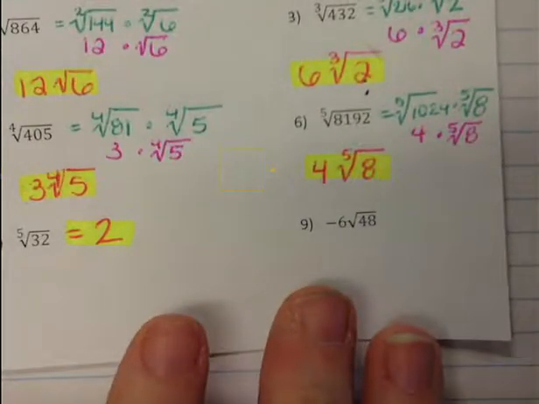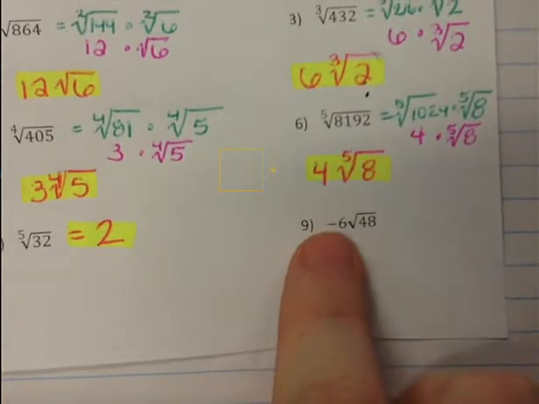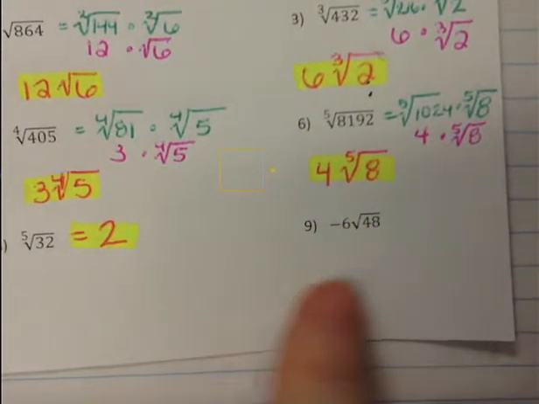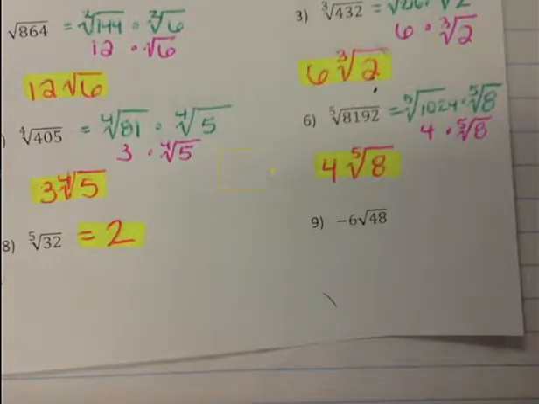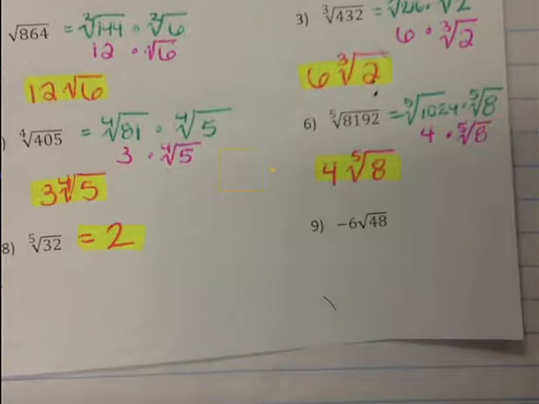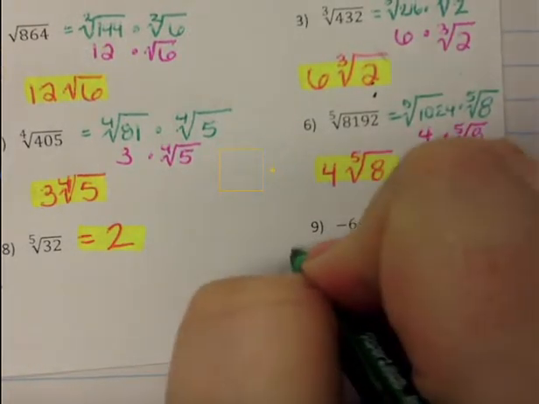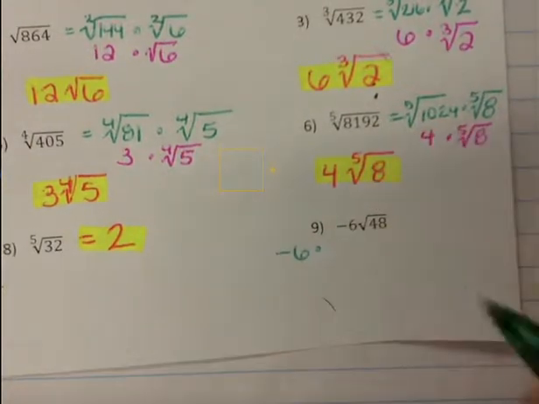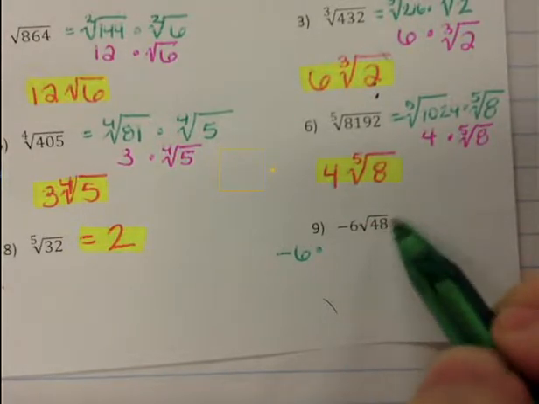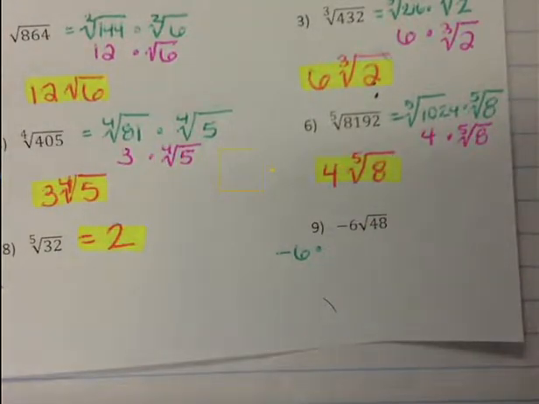This last one on here, if you look, it already has a coefficient, so we don't do anything with the coefficient. We just know that in the end, we're going to have to multiply all of our coefficients together. So just ignore that until the very end. So we know that this is going to be -6 times something. So we have to deal with the square root of 48. So that is not a sixth root, that is a -6 times because it's not in the index.